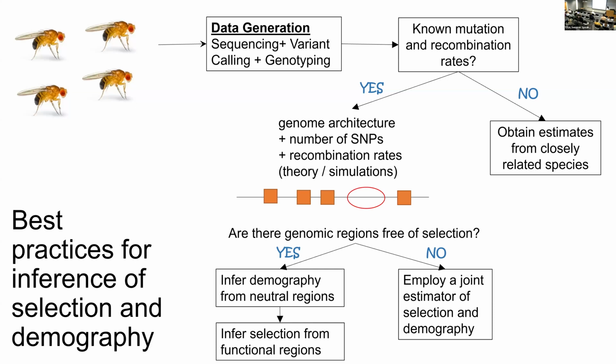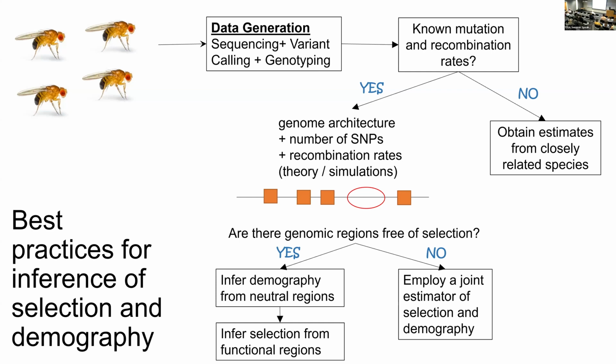So you can use current existing theory, et cetera, to predict based on genomic architecture if there are parts of the genome that don't have any selection acting on them. And if you can find such parts of the genome, then you can use current methods on those sites that might be neutral. But if you don't find those regions, then you really have to employ some type of a joint estimator of population history and selection.